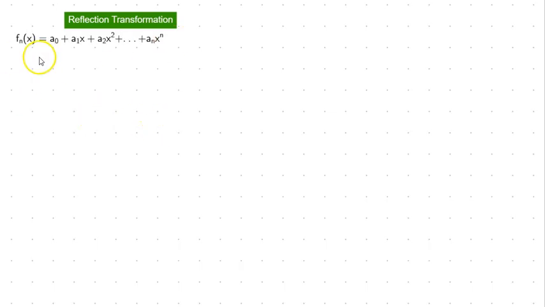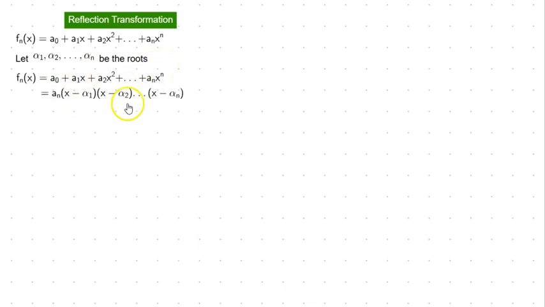So, reflection transformation. Let's say we have a polynomial f sub n of x. Let alpha 1 to alpha n be the roots. Now, this polynomial can be factored into a sub n times (x minus alpha 1) times (x minus alpha 2) and so on up to (x minus alpha n). Replace x with minus x and simplify.